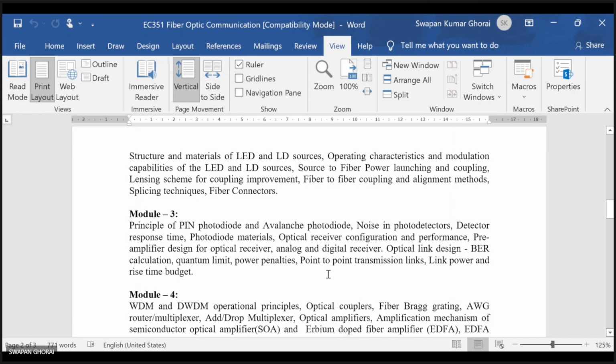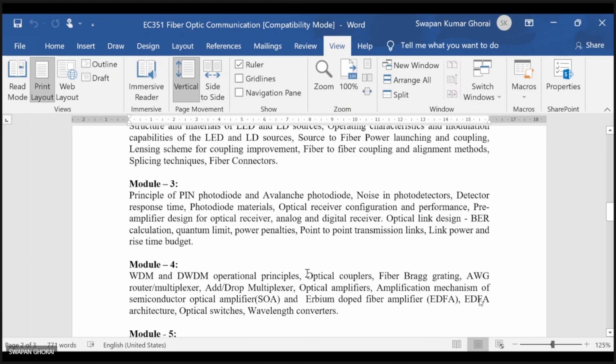Next module is photodetectors. Just like sources, here also photodetectors can be different types. It can be pin photodiode or avalanche photodiode. Pin photodiode, when the power is moderate and sufficient, that time you can use the pin photodiode. But when the power is very weak, that time you have to use the avalanche photodiode. So these things will be discussed with their different parameters, materials, etc.